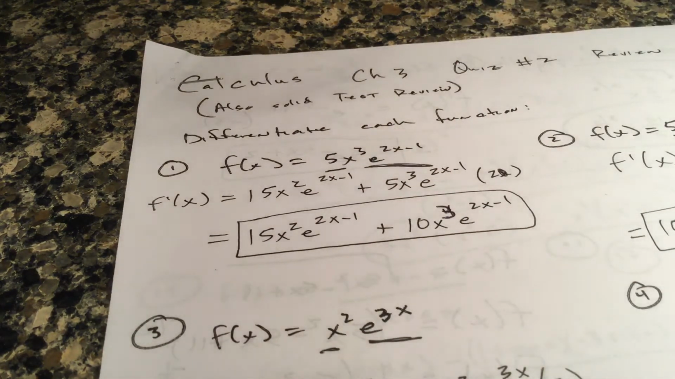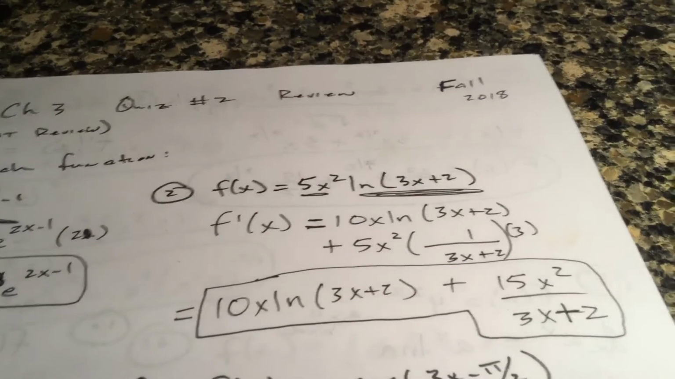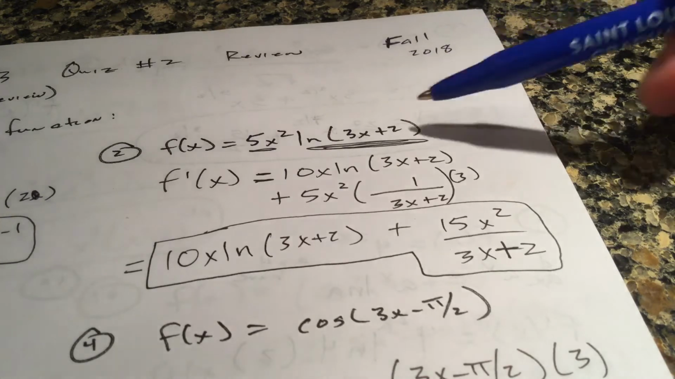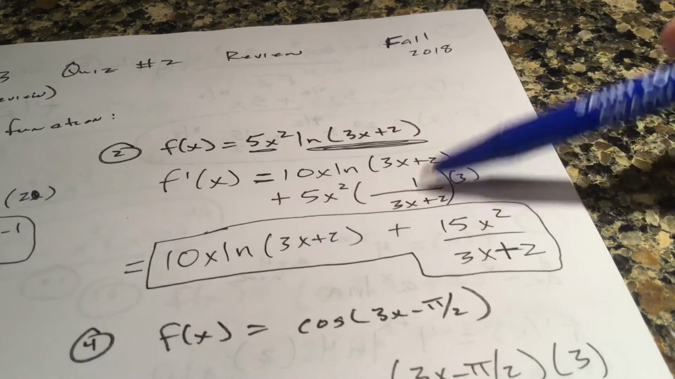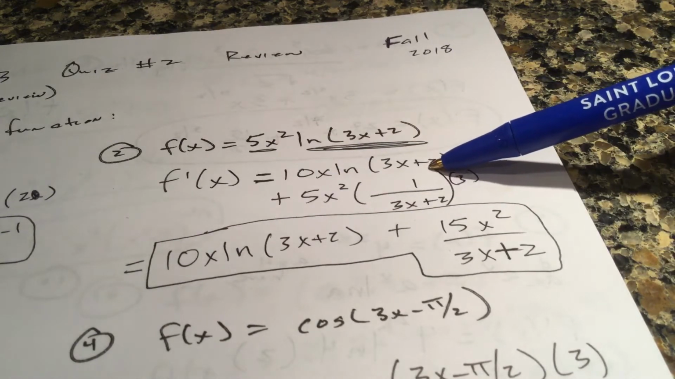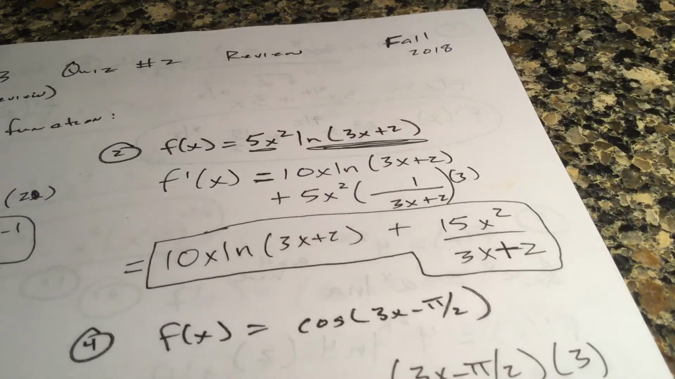All right. Here's number 2. Again, derivative of the first times the second plus the first times derivative of the second. Derivative of natural log is 1 over this u times the derivative of that u. All right, this times this would go up top. Be careful there with the derivative of natural log.